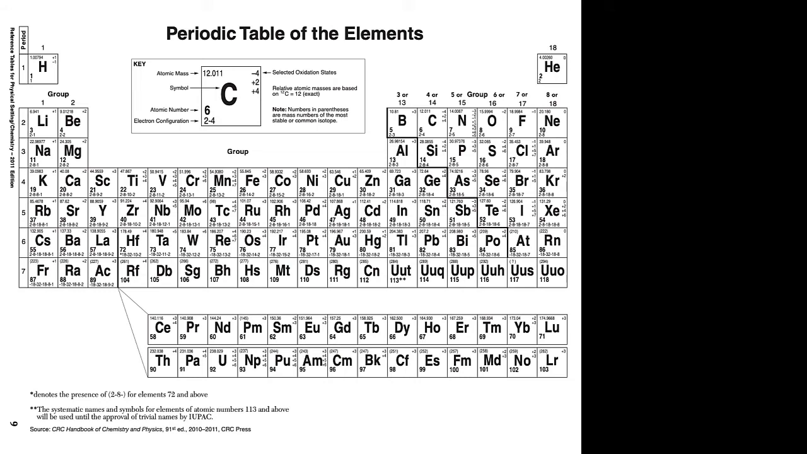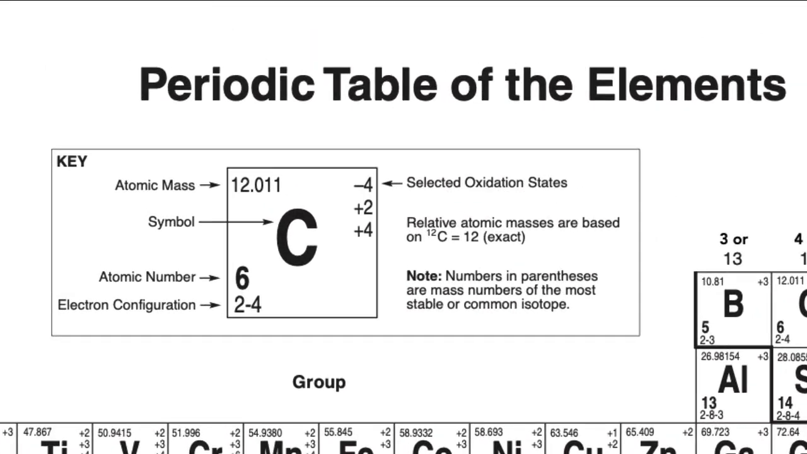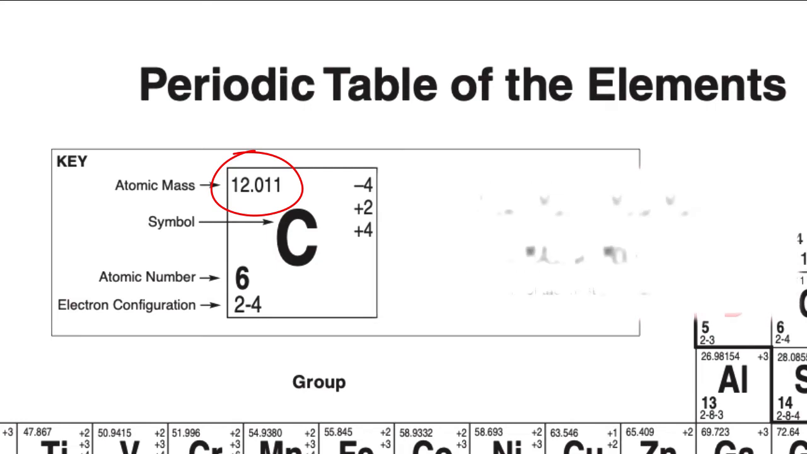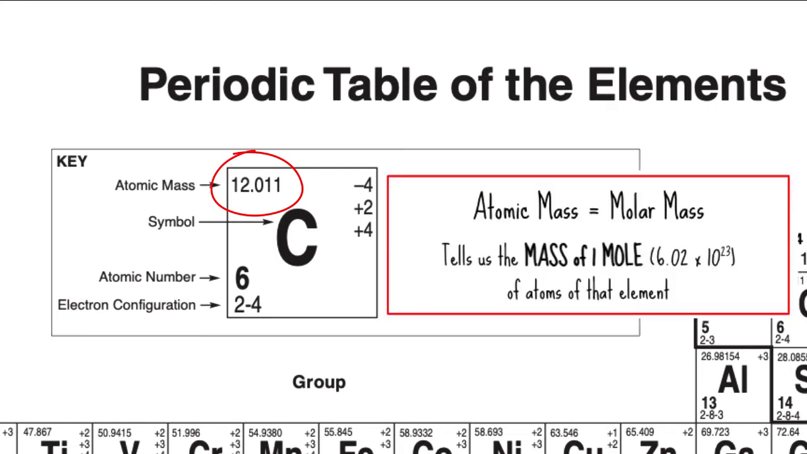You know that number in the upper left corner? That number that says atomic mass? Let's look at the key. We can see there's carbon, there's its atomic mass. Turns out that atomic mass is also known as the molar mass. No, not molar like your teeth, molar like 1 mole. That number tells us the mass of 1 mole of atoms of that element.